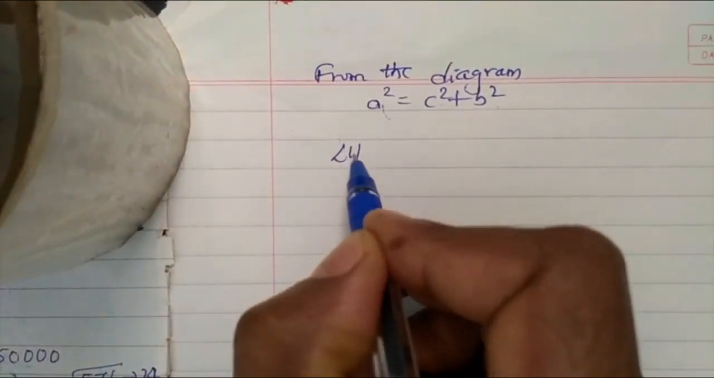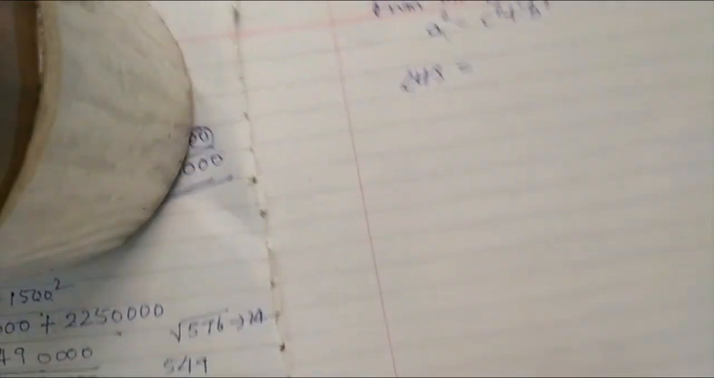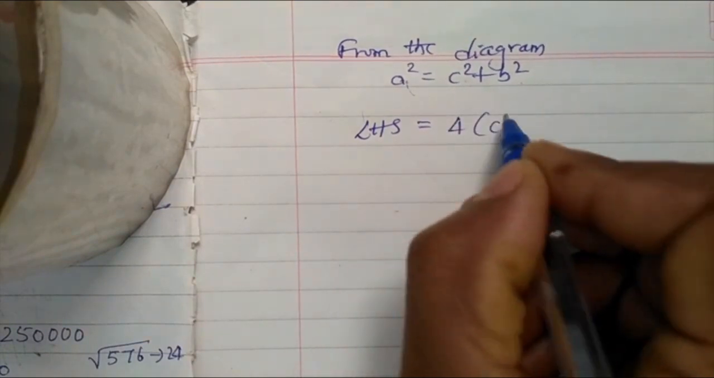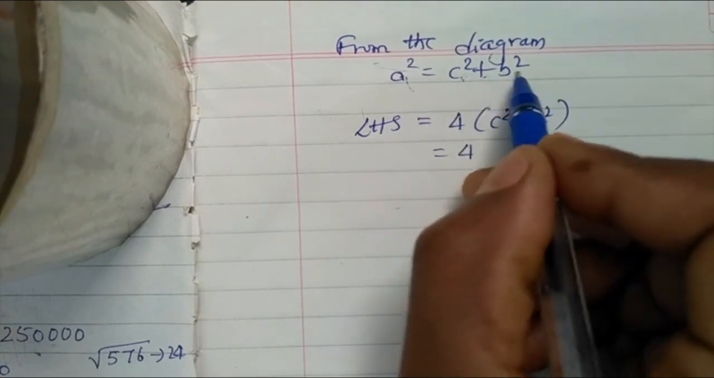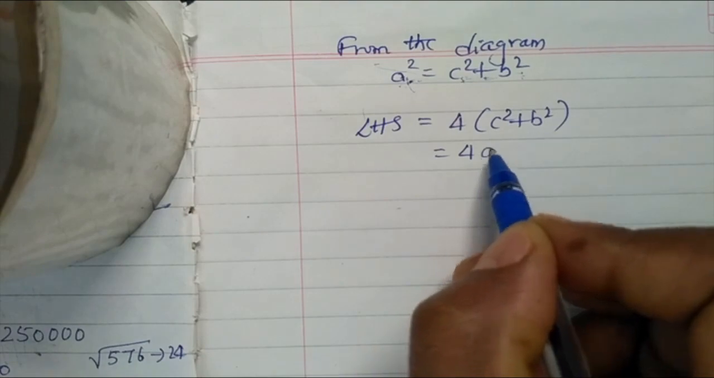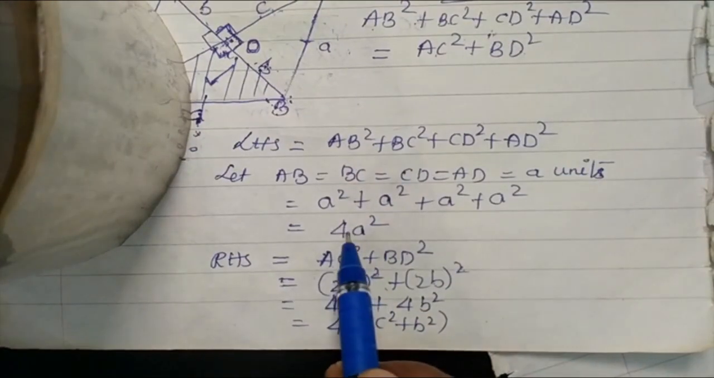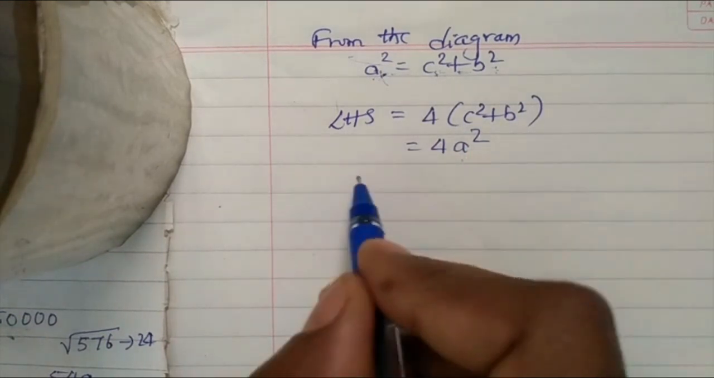Now, what is there on the LHS? On the LHS, what is the final line we left out? That is 4 of C square plus B square. Now from the diagram we got C square plus B square is equal to A square. Correct. Then we write A square. So what we obtained in the LHS is 4A square, we obtained from the diagram. Now in RHS we obtained 4A square.